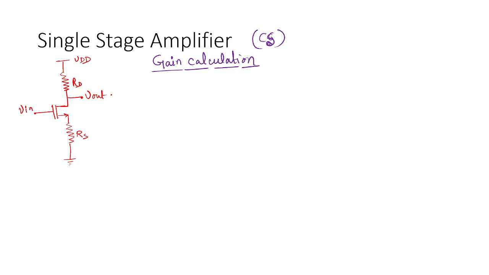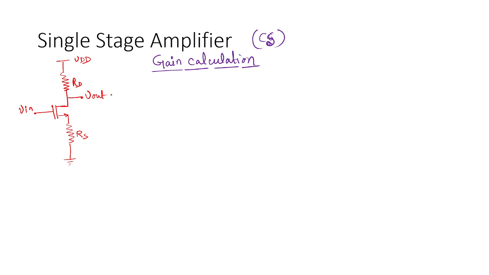So hello, today I am going to discuss the single stage amplifier. Basically, a single stage amplifier means an amplifier which contains one amplifying device. Like here you can see this circuit diagram of a common source amplifier. Here you can see in the source terminal RS is connected. So this is a common source amplifier with degeneration.